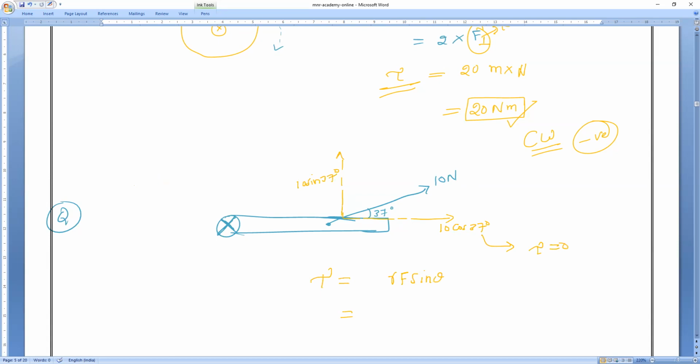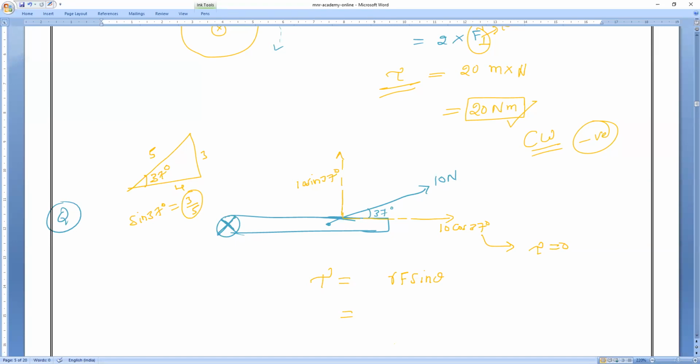So 37 means triangle. Tell me, 37 triangle, very popular triangle. 5 is the longest side, 3 and 4. So sin 37, what is the value? 3 by 5 or 4 by 5? 3 by 5. Cos 37 is opposite by hypotenuse, correct? Everybody? Yes, sir. Popular triangle, you cannot forget it.